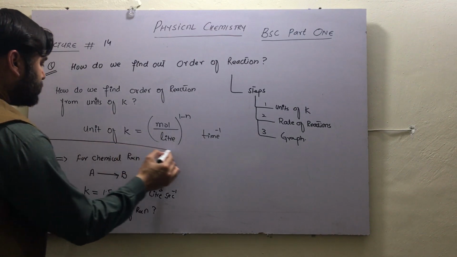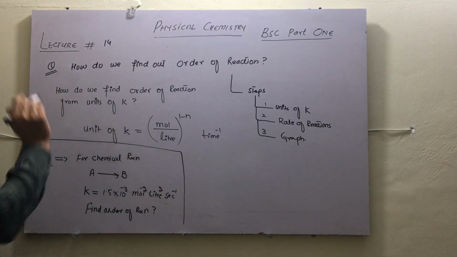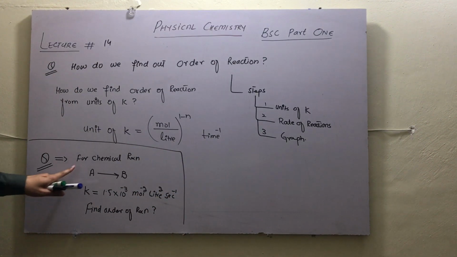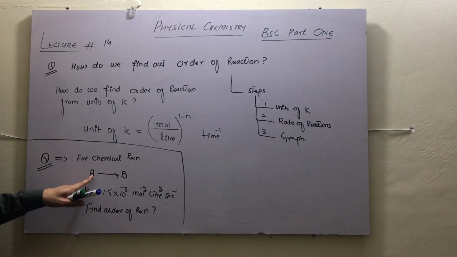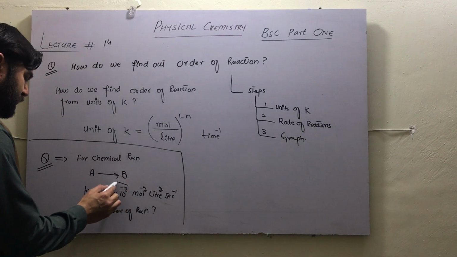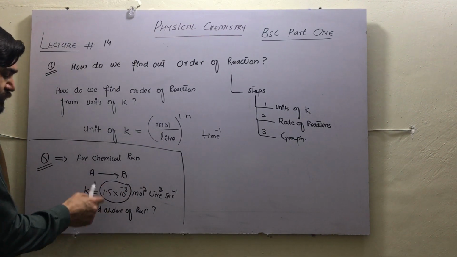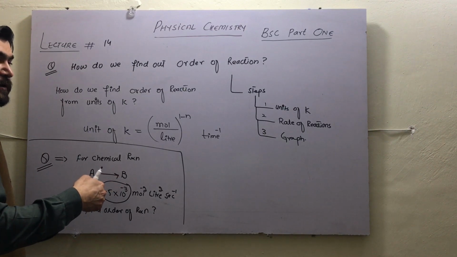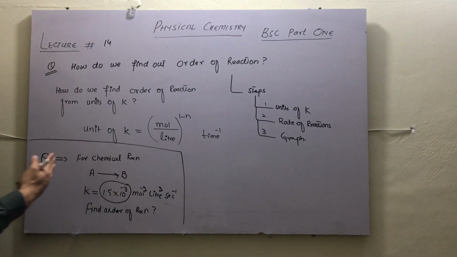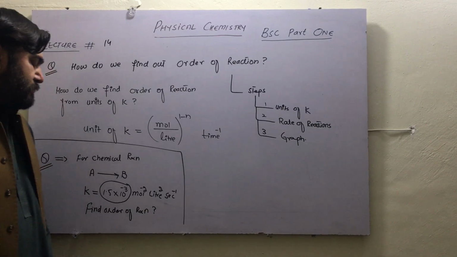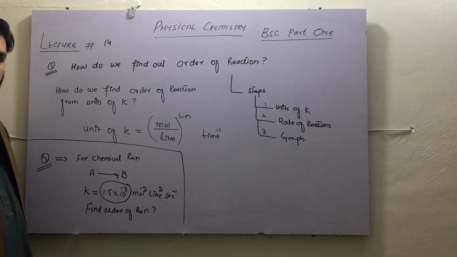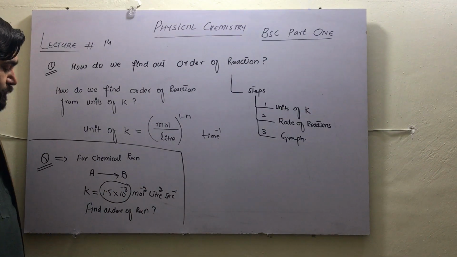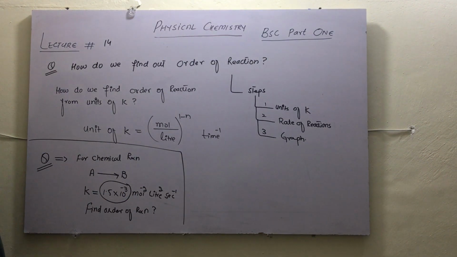We can solve this question by this method. Most of the students get confused because they see 1.5 into 10 minus 3 and become confused. My aim is not to make you confused. My aim is to make you happy while solving these questions. From this you can easily solve it. Let me give you one hint.